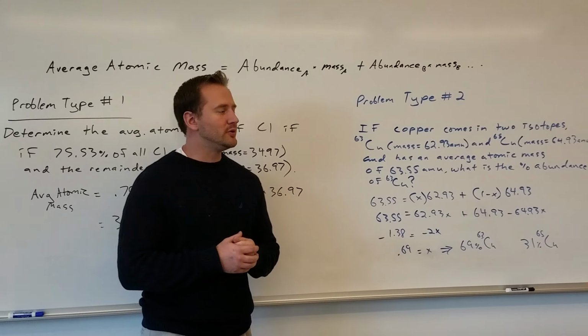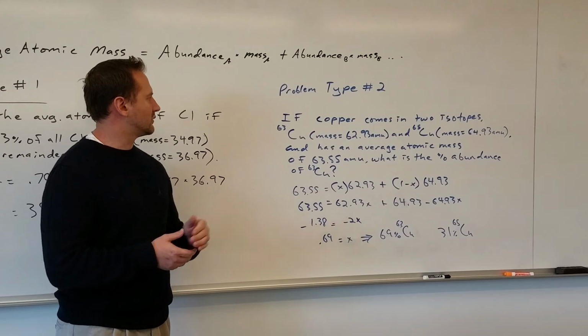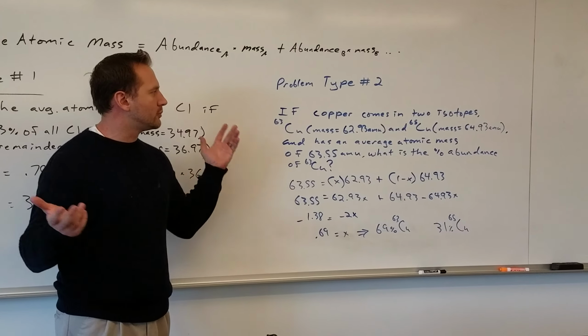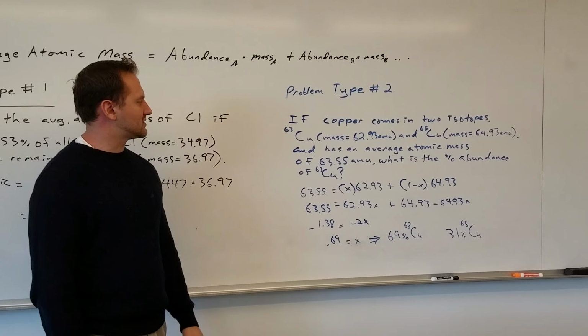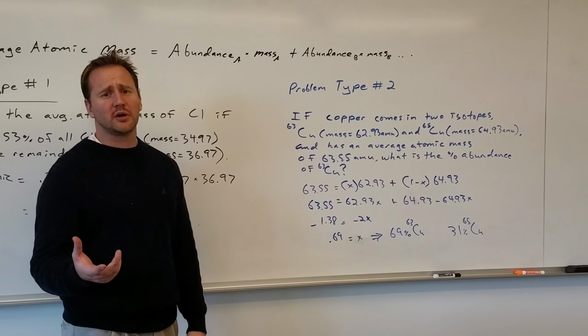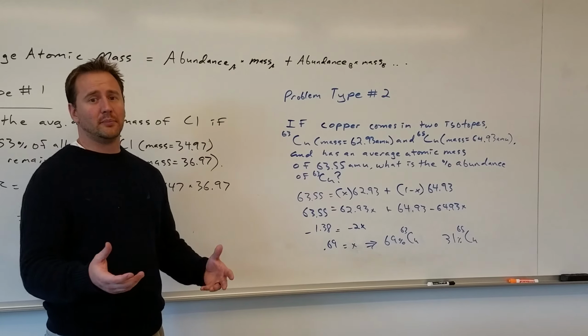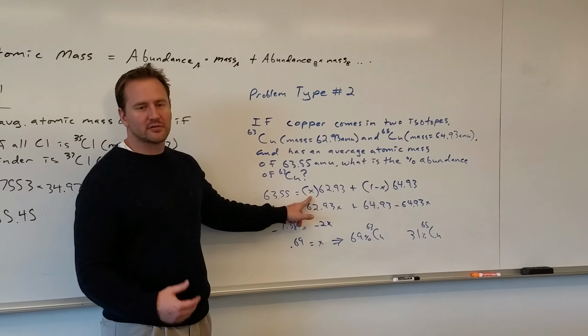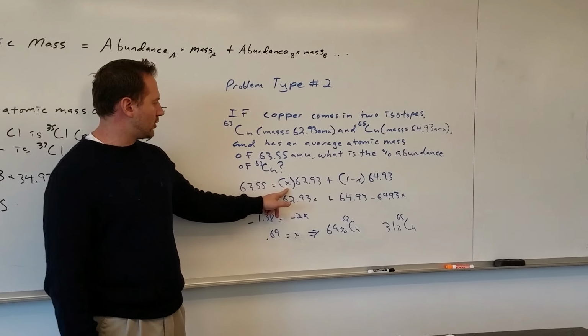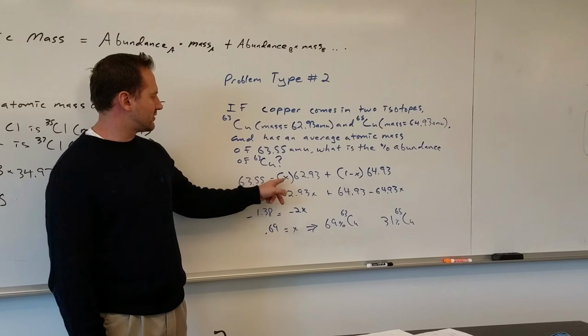The other type of problem you could have to do is, I could tell you, like, copper comes in two isotopes, 63 and 65, and I give you their masses. And I tell you the average atomic mass, and you have to calculate the abundance of each type. So we would use X to represent the variable we're looking for. We'll use that to represent copper 63.